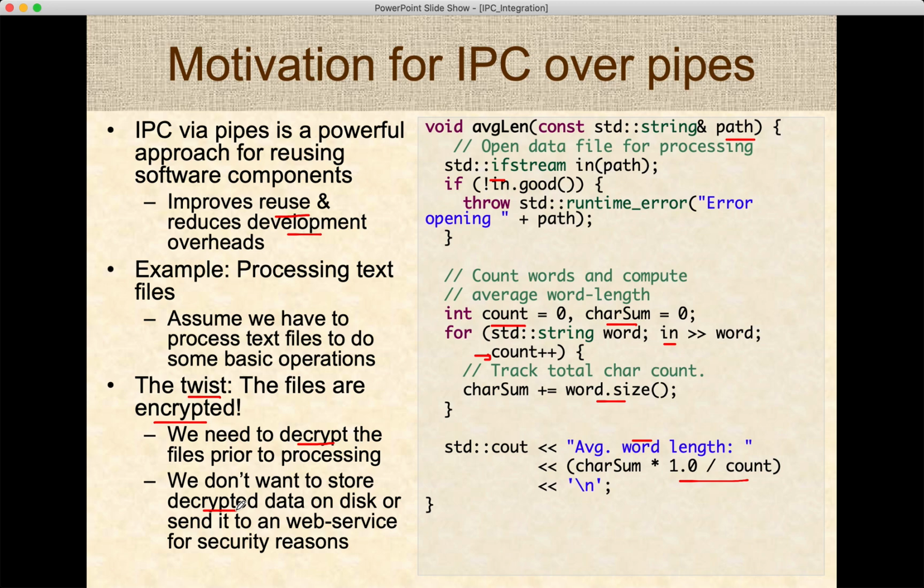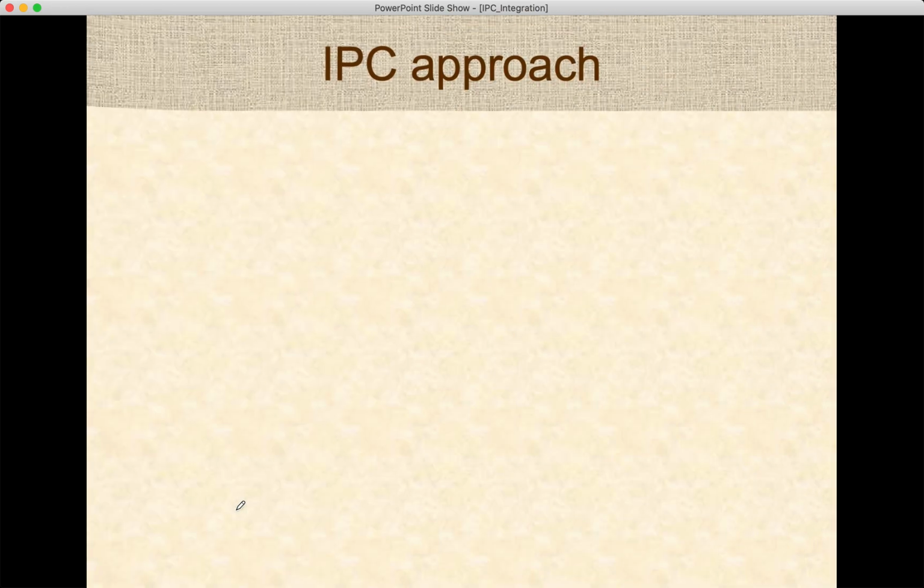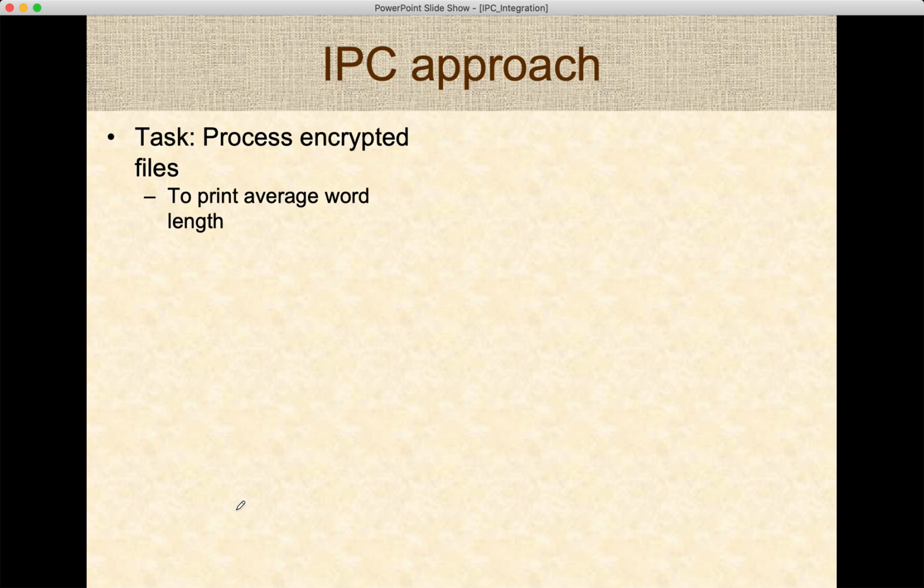And of course, let us also assume we don't want to use a web service for security reasons, because we don't want to send our encrypted data across the wire to some other organization for decrypting. So this kind of sets up the context in which we want to apply inter-process communication. So keep in mind here, the task is to process encrypted files and to print average word length.